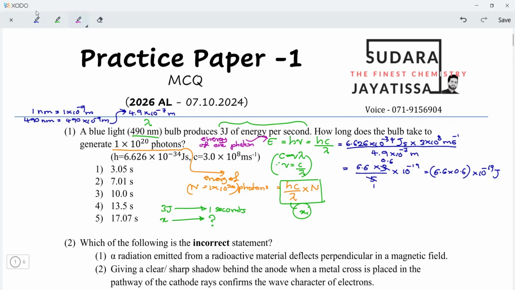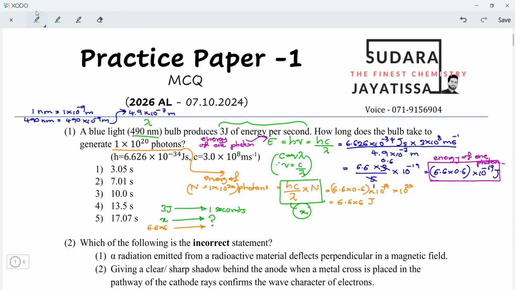Energy of one photon. Then what we need is energy of 10 to the power 20 photons. Now let's see how to find that value. So this value 10 to the power minus 19, our energy of one photon, we are multiplying it by 10 to the power 20, our number of photons. Now we can simplify minus 19 and minus 20. You can see 6.6 into 6. That is the number of joules for 10 to the power 20 photons. Now that is our value of x. Okay, so 6.6 into 6 joules.